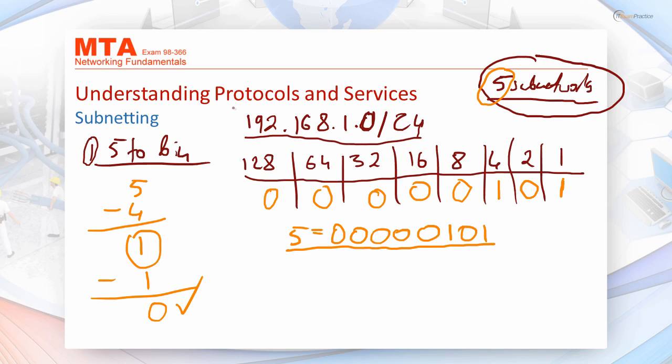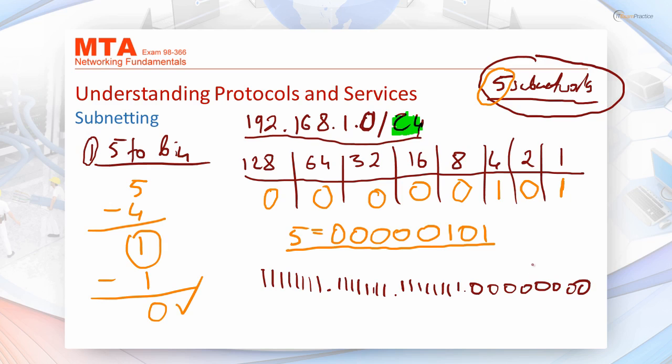The second thing we have to do, we have to convert the original subnet mask to binary. /24. We know how to do that. 24 means we have 24 ones. That's 8 ones, 8 ones, and 8 ones. That was easy.